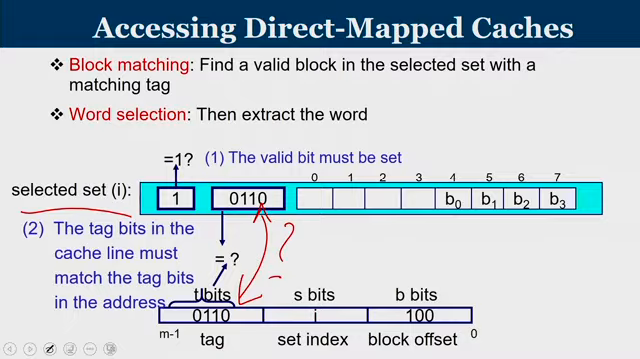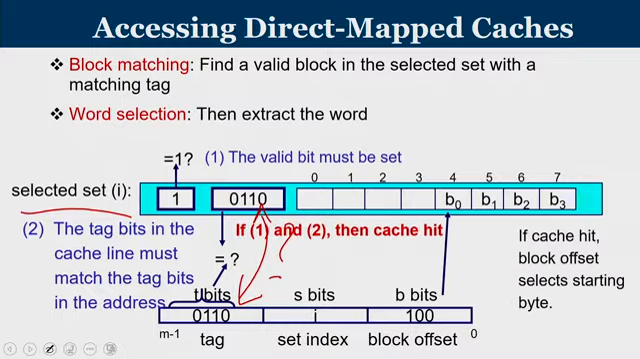If that is happening, then that is known as a hit. If both conditions, the valid bit and the tag match, hold together, then it's a cache hit, and using your offset bits you extract the word. If it is a cache hit, then the block offset selects the starting byte of this word.